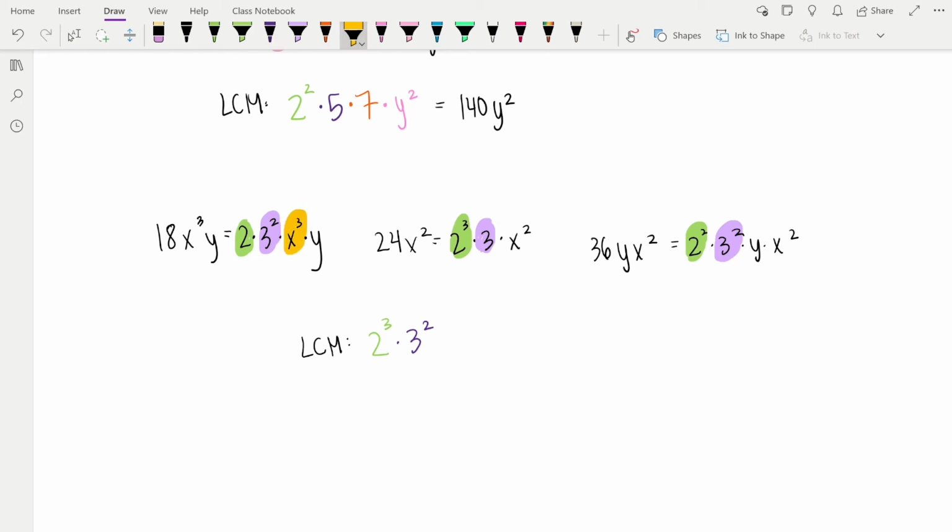Looking at the x's, I have x cubed, an x squared, and an x squared. So I need to take the most number that I have, which will be x cubed. And lastly, I have this y and this y. The most I have in any place is just 1. So then my least common multiple is going to be 2 cubed times 3 squared times x cubed times y, which turns out to be 72x cubed y.